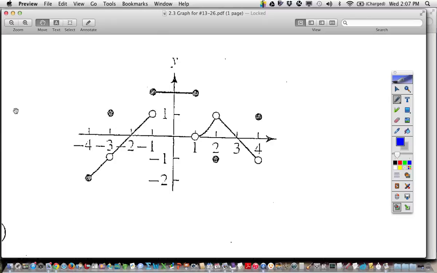Yeah, this would be a mess of a thing, right? You'd have this line from here to here, the line from here to here, you'd have a point there. But that's what it would look like. So it'd be this big, messy piecewise function.